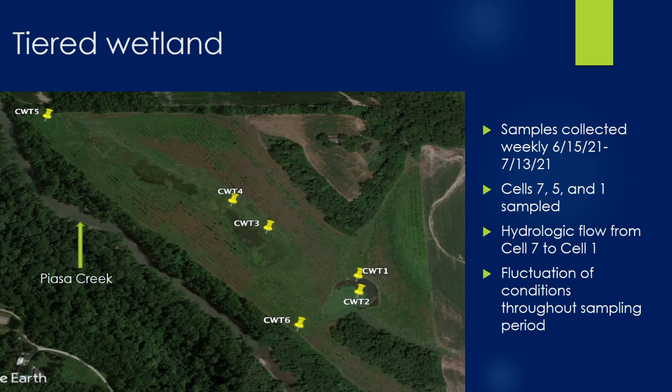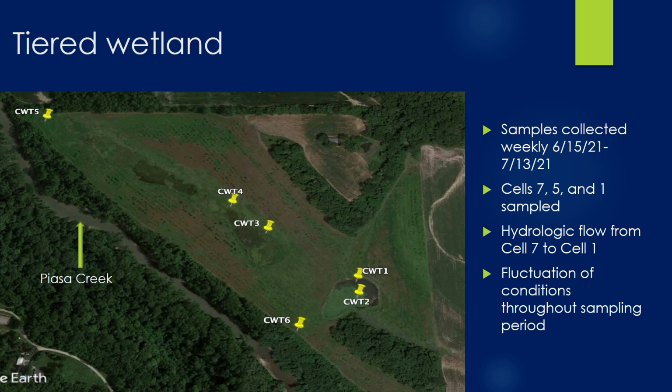In this photograph, you can see the sampling locations from which I sampled over the course of the summer, as well as Piasa Creek. And then this wetland was designed so that water flows from this cell 7, down through these cells to cell 1 and out an outlet down into Piasa Creek. Over the course of the summer, we did not observe any surface flow. In fact, there was no water coming out of that outlet.